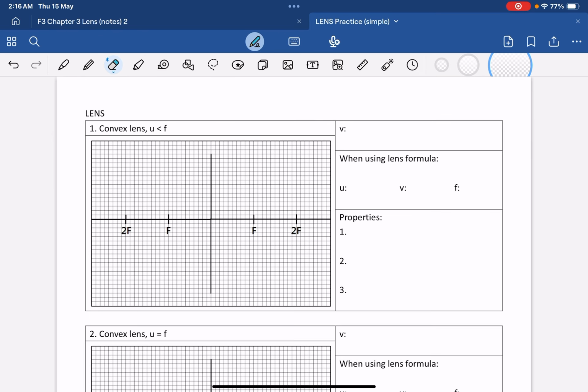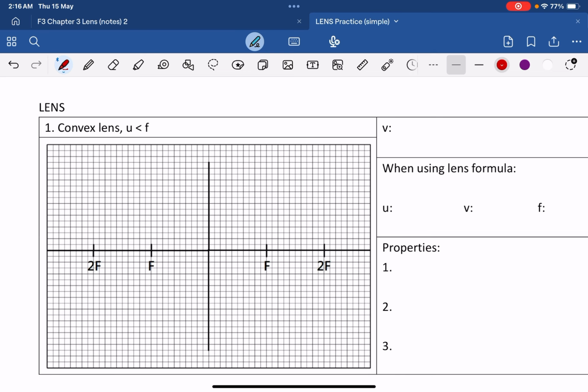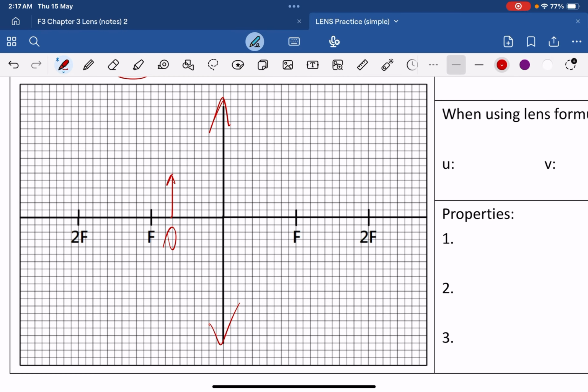For convex lens, there will be 6 cases. Okay, now let's try case 1. U is smaller than f. So convex lens, U is smaller than f. U is the object distance. So we can draw the object like this. Okay, and we know this is the object distance, which is smaller than the focal length. This is the focal length, right?